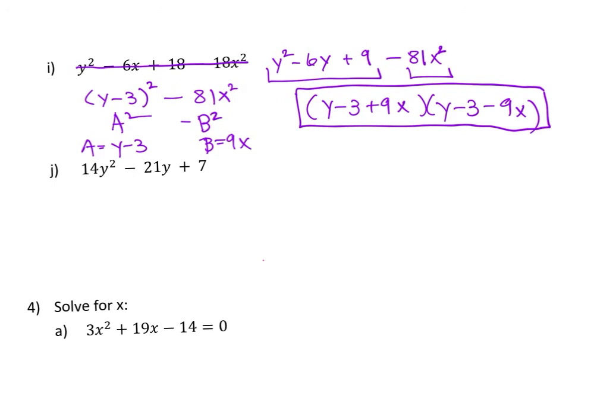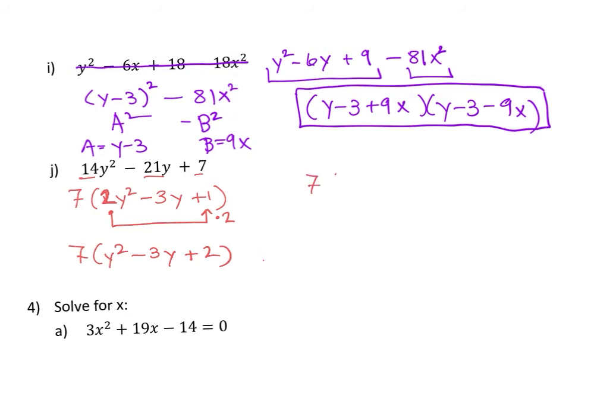All right, J, we've got 14y squared minus 21y plus 7. So let's factor out the greatest common factor, which would be 7. Do not forget to factor the greatest common factor out before you try and factor it. So 14 divided by 7 is 2. 21 divided by 7 is 3 plus 1. Okay, so we're going to factor my remaining trinomial. I've got a 2 here. So I have 7 times y squared minus 3y plus 2.